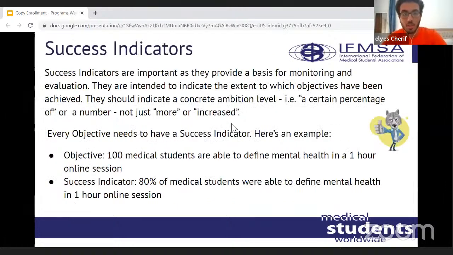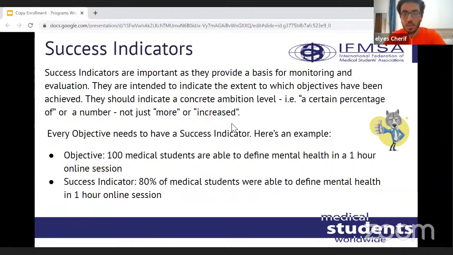Moving now to the last part, which is the success indicators. They are so important as they provide a basis for monitoring and evaluation. They are intended to indicate the extent to which objectives have been met or achieved. They should indicate a concrete ambition level, like a certain percentage or a number, and not just more and increased. So this really needs to show a baseline number that shows how we are going to achieve and meet our objectives. So every objective needs to have a success indicator.